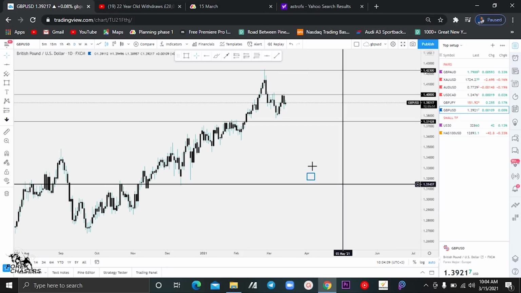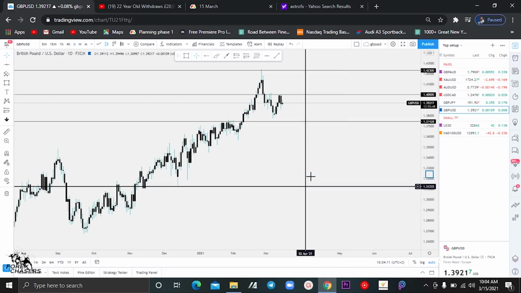But we're just going to be monitoring price to see, because now we can see we have higher highs here, higher highs here, higher lows here. We have lower highs here, we have higher lows here, and we're going to make another lower low here. Lower highs, lower lows, lower highs, lower lows.